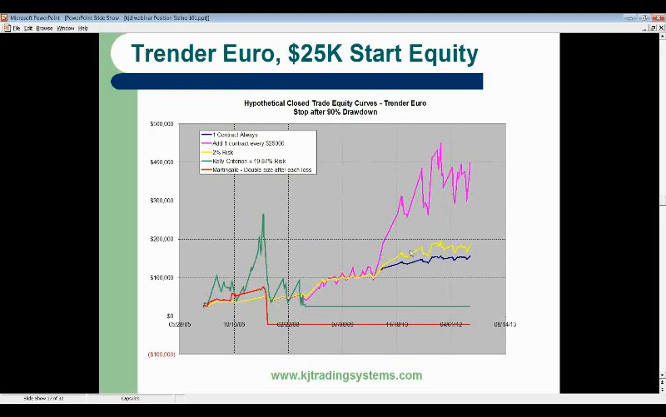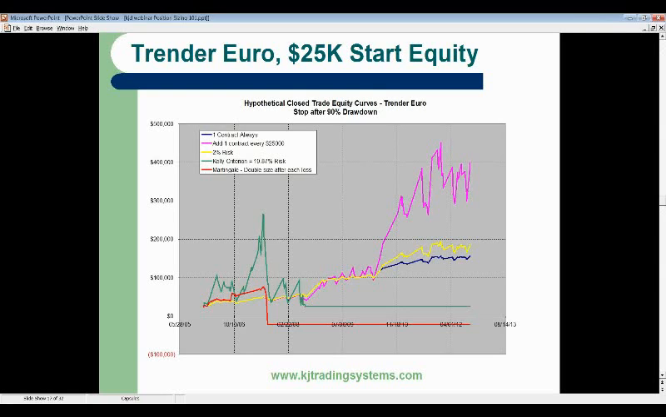I can do the same thing with the Trender Euro system, and what's interesting here is that the results are a little bit different, where this one, the Martingale system, basically blew out early on. The Kelly system blew out about a third of the way through, and it turned out your best system was actually the one where you add one contract every $25,000.